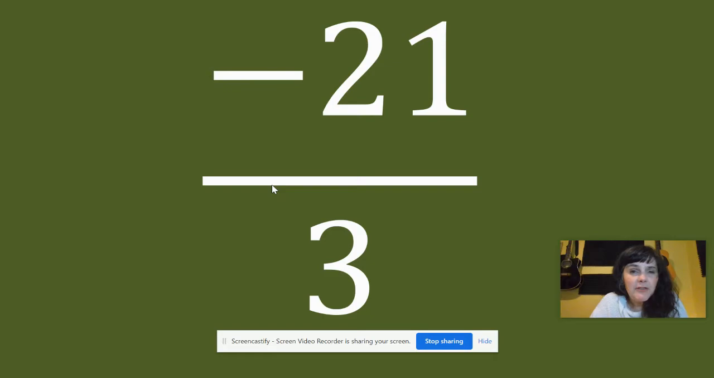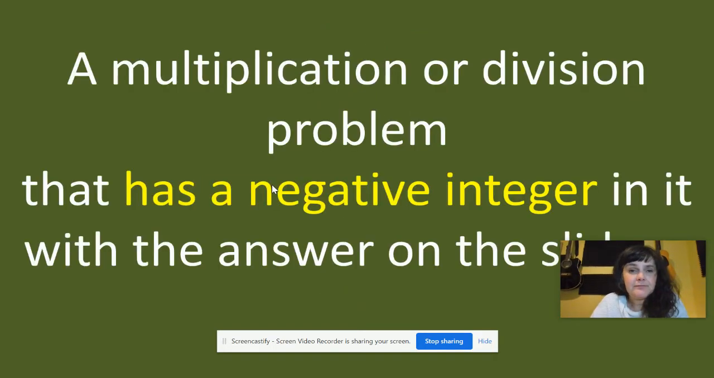Negative 21 divided by 3. We got a negative and a positive there. They're different signs, so our answer has to be negative 7.